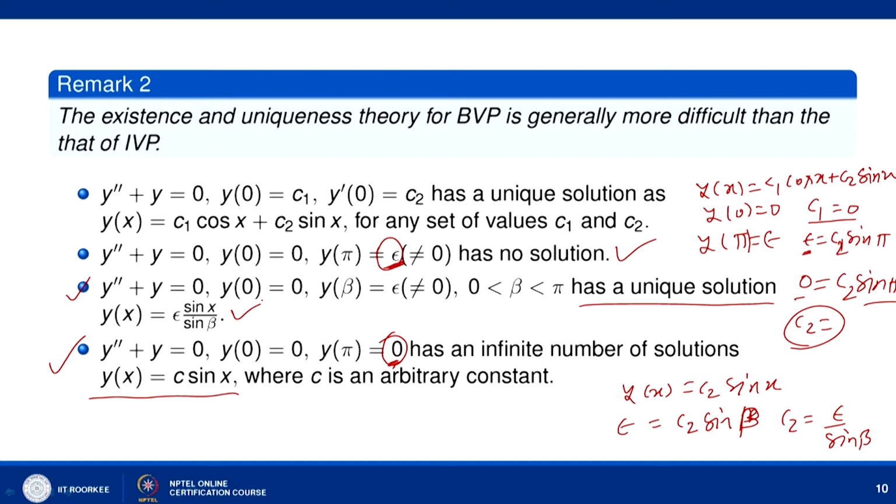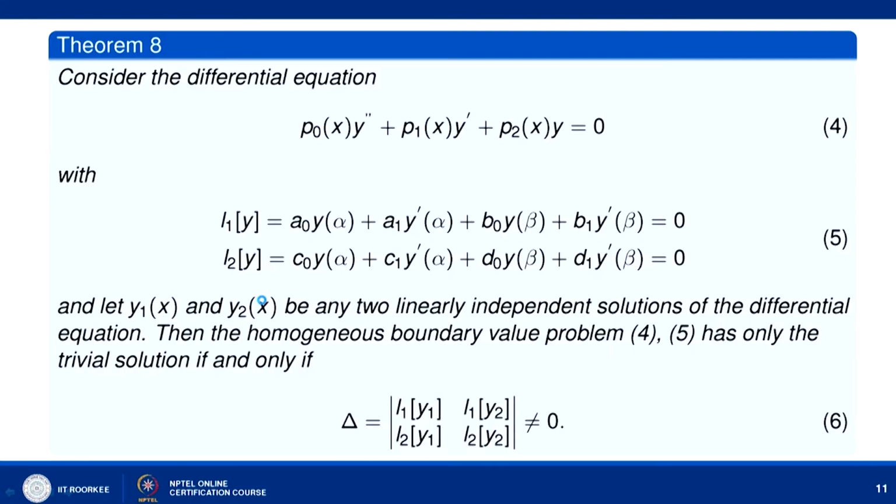So it means that if you change your boundary condition a bit, you have all the cases: no solution, unique solution, and infinitely many solutions. So it means that here we have to look at our existence and uniqueness theory in a very careful manner. So now let us start with the simplest possible cases.